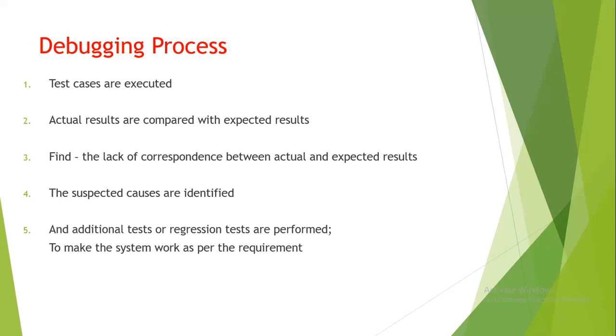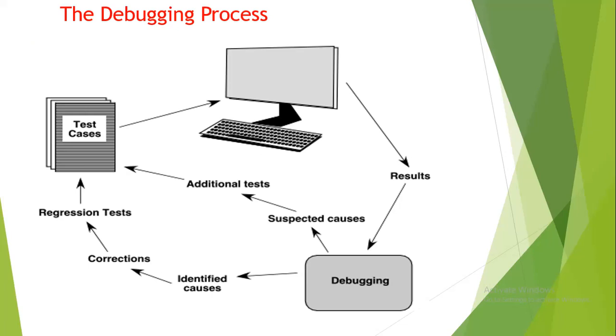Debugging process: test cases are executed. Actual results are compared with expected results. Find the lack of correspondence between actual and expected results. The suspected causes are identified, and additional tests or regression tests are performed to make the system work as per the requirement. Here is the debugging process: test cases, then identified causes, then corrections, then regression test cases, and finally the result. Here are the additional tests and suspected causes.